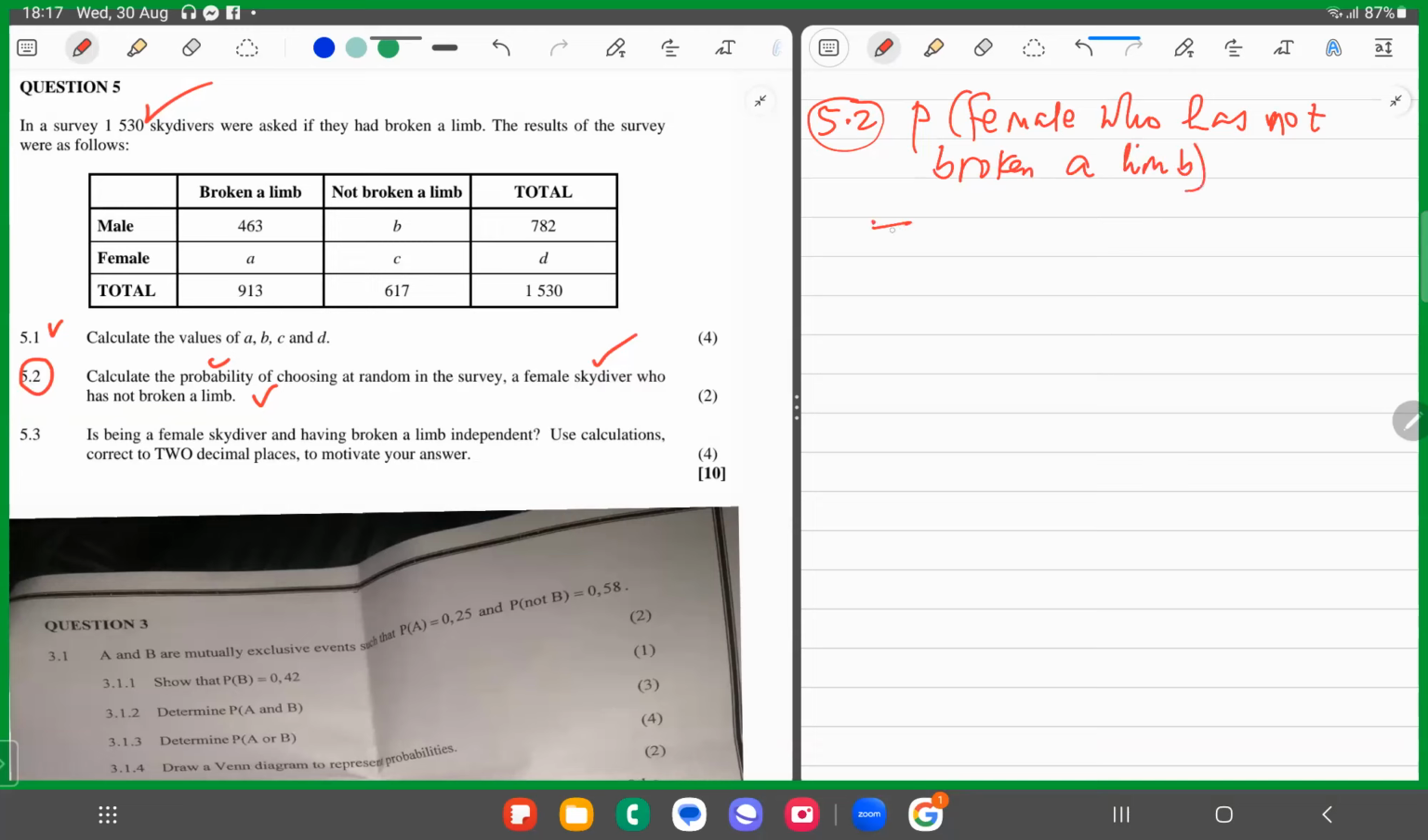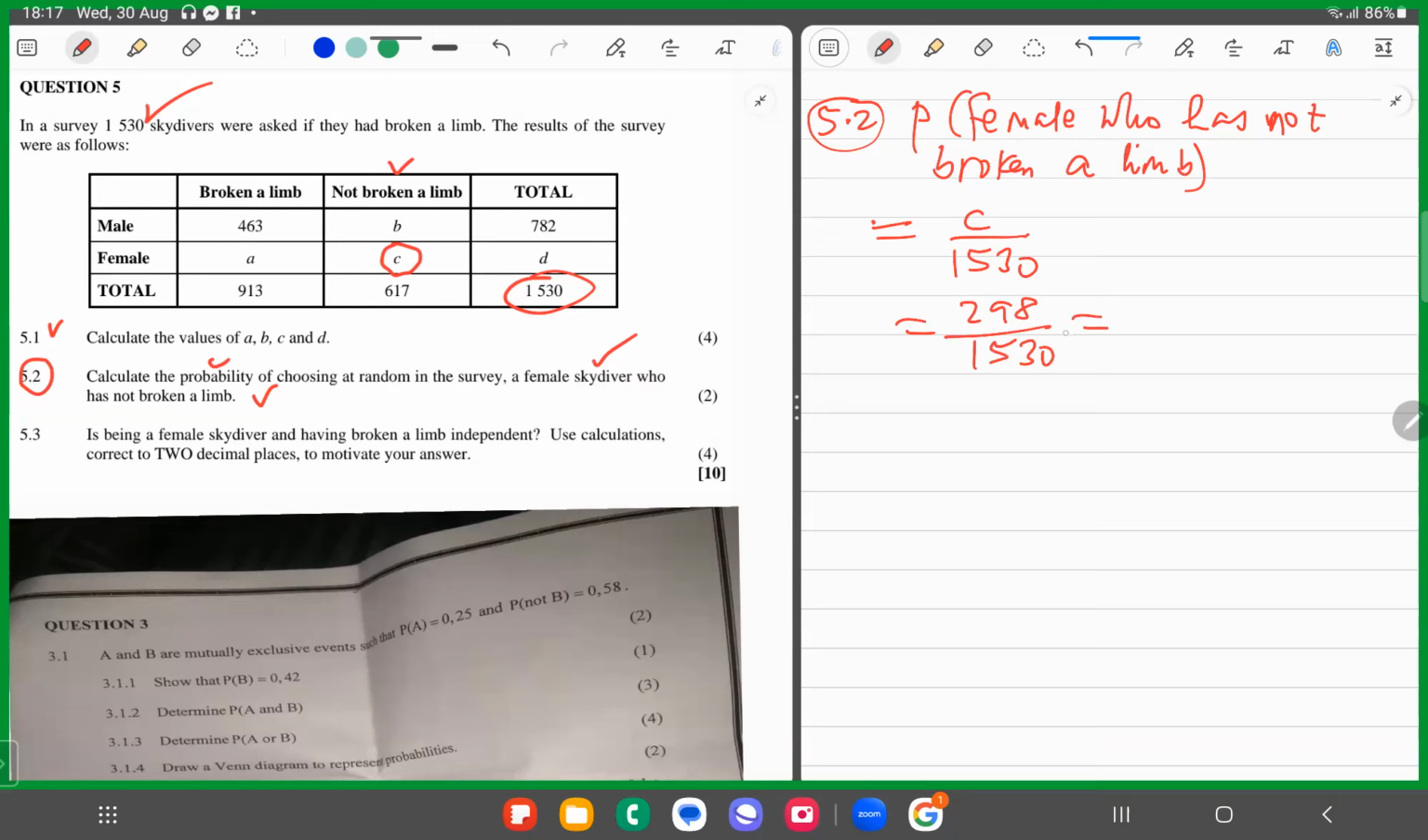Okay, so what is the probability of this? What is the probability of the female not broken a limb? You can see the female not broken a limb, female is C, over the total, which is 1530. So C we've already got. We got C to be 298. We divide that by 1530.